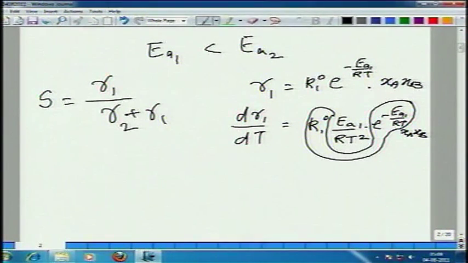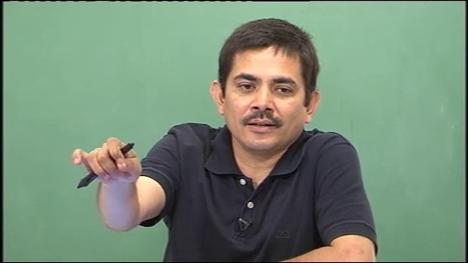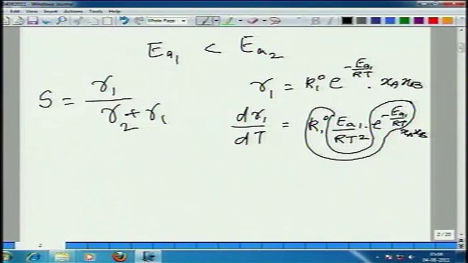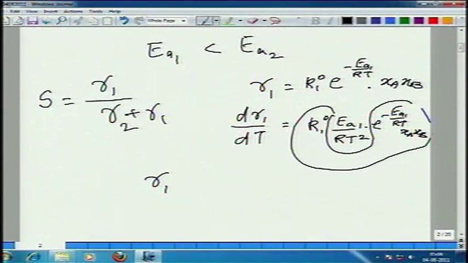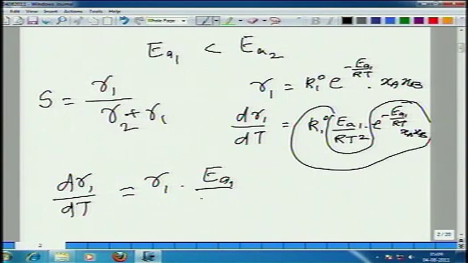So my reaction rate right now is this much. I change the temperature slightly. How does my reaction rate change? So that is the sensitivity of reaction rate to temperature, dR1 by dT. So dR1 by dT turns out to be R1. By the way, I am sorry, XA XB is also included. So dR1 by dT is equal to R1 times energy of activation divided by RT square.